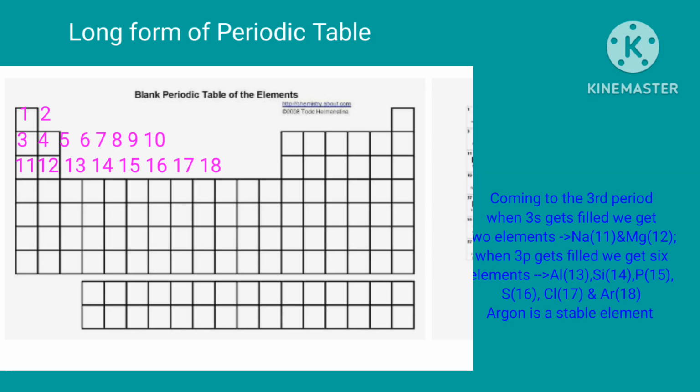Coming to the third period, when 3s gets filled, we get 2 elements, namely sodium 11 and magnesium 12. When 3p gets filled, we get 6 elements, that is aluminium 13, silicon 14, phosphorus 15, sulfur 16, chlorine 17, and argon 18. And argon is a stable element.